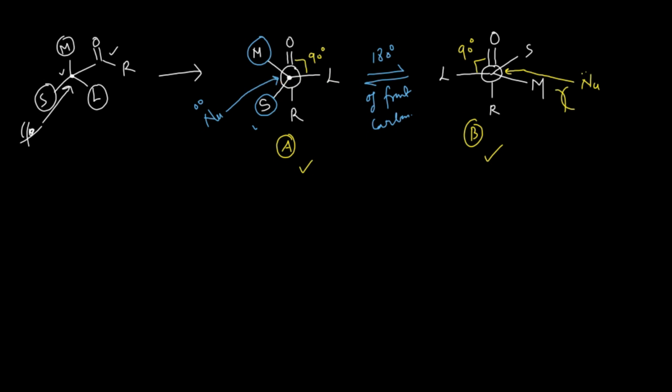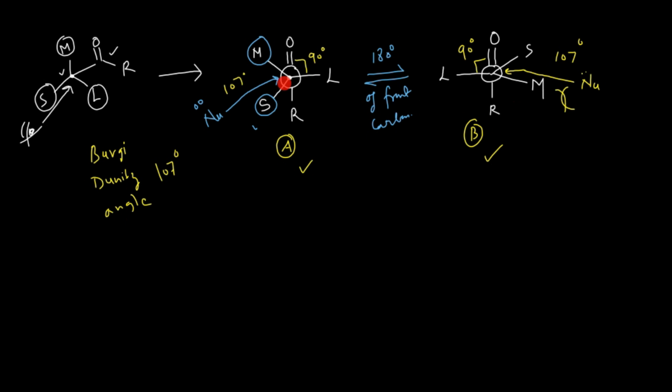Please remember the Burgi-Dunitz trajectory, roughly 107 degrees. So this attack is taking place at roughly 107 degrees here, and of course 107 degrees here. But here you see the repulsive forces are there, and in that case there are no repulsive forces. So this will give you the major product, and this will give you the minor product. And this diastereomer would form in the higher amount. Please remember this particular point.